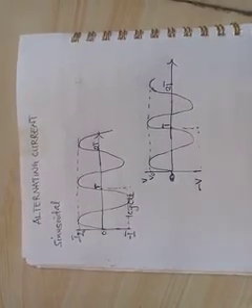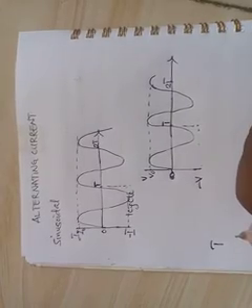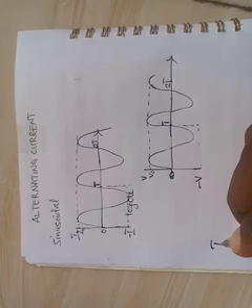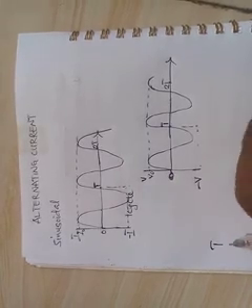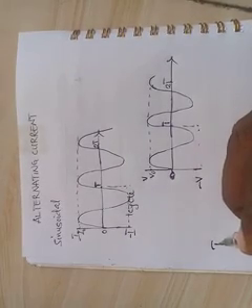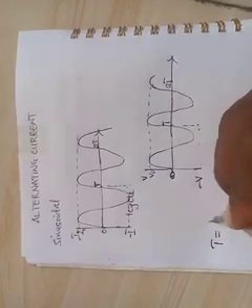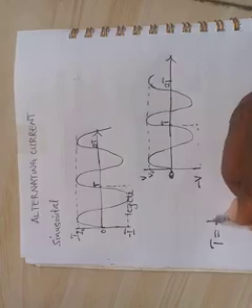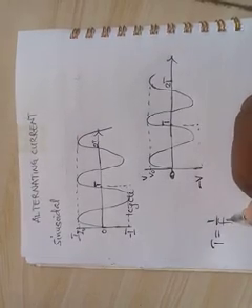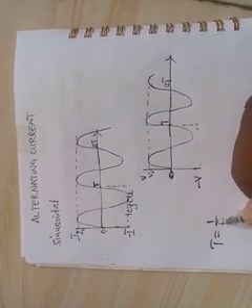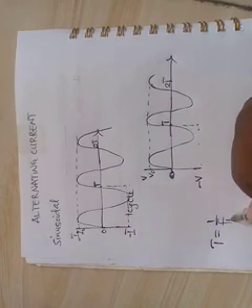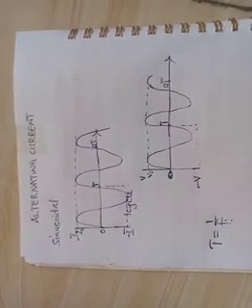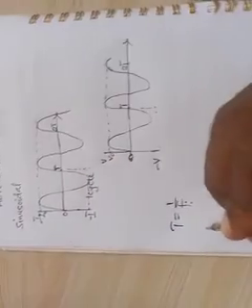Now we know that period has a relationship with frequency, which is the number of cycles that is completed in 1 second. So the number of cycles completed in 1 second is frequency. Therefore, T is 1 over f. And because of that, we can look at the peak current.